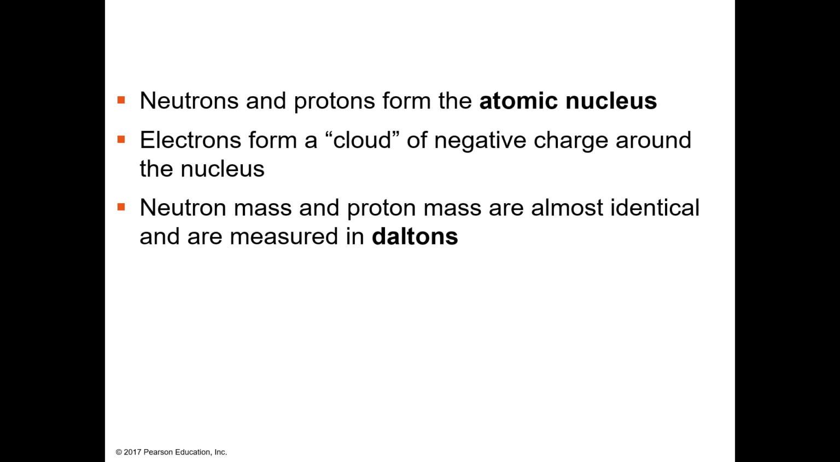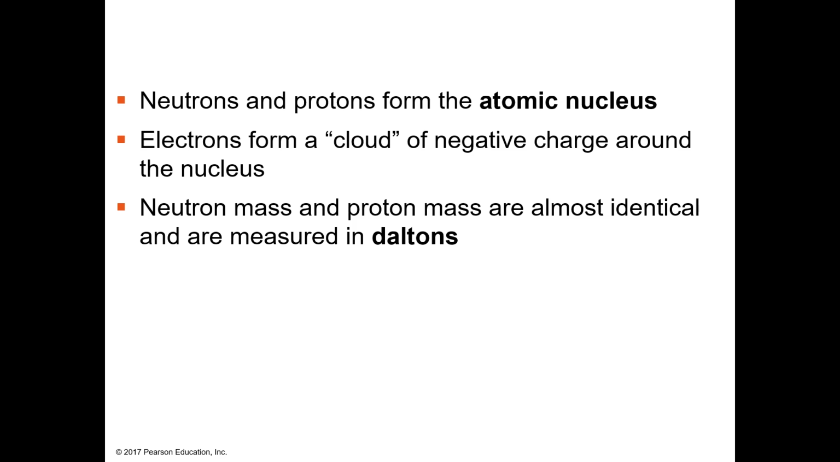Neutrons and protons form the atomic nucleus. Electrons form a cloud of negative charge around the nucleus. Neutron mass and proton mass are almost identical and are measured in daltons. Now, the electron is so small in comparison to the neutron and the proton that we generally don't calculate its mass.